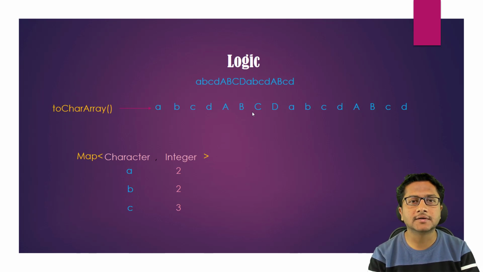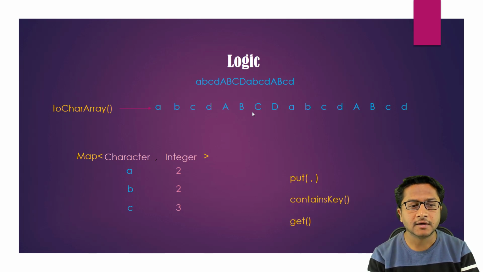We'll be using 3 methods of the Map class. To put any element in the map, we'll use the put method, and before putting we will check whether the element is already present in the map or not. To check, we will use the containsKey method. If the key is already present, then we will just add 1 to the value of that particular character, and if it is not present, then by default we will put the value 1. And to get an element from the map, we will use the get method.